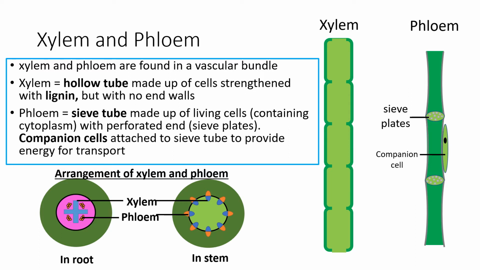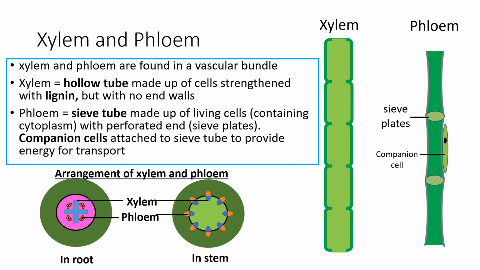The phloem, which is on the far right hand side, is a slightly different structure because unlike the xylem, it's made up of living cells. Because it's made up of living cells, beside each of the phloem tubes or sieve tubes, you have what are called companion cells. Companion cells are necessary to supply all of the phloem with its energy for transporting substances. Without those companion cells, the cells in the phloem would die. In between the phloem, we have what are called sieve plates.